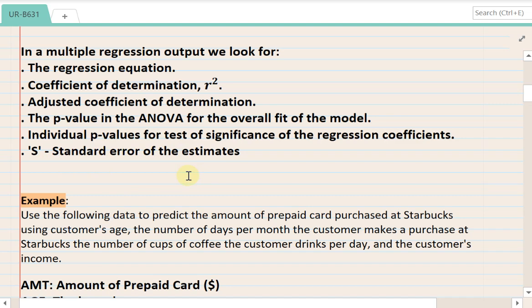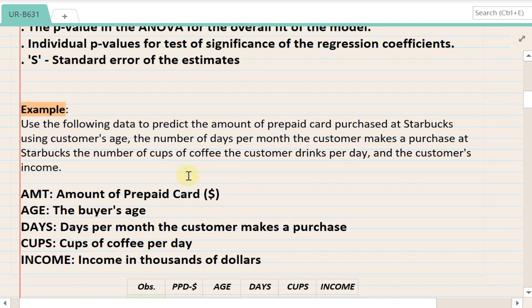So let's take a look at this example. In this example, we're going to use the following data to predict the amount of prepaid card purchased at Starbucks using the customer's age, the number of days per month the customer makes a purchase at Starbucks, the number of cups of coffee the customer drinks per day, and finally the customer's income. So in this case, we're going to have 4 independent variables, 4 regressors or 4 predictors.